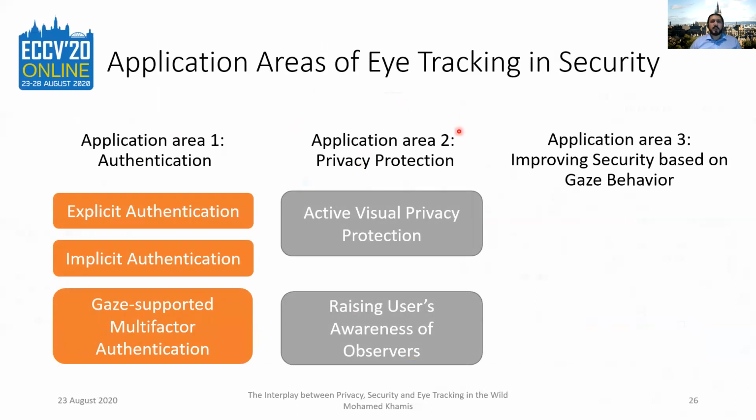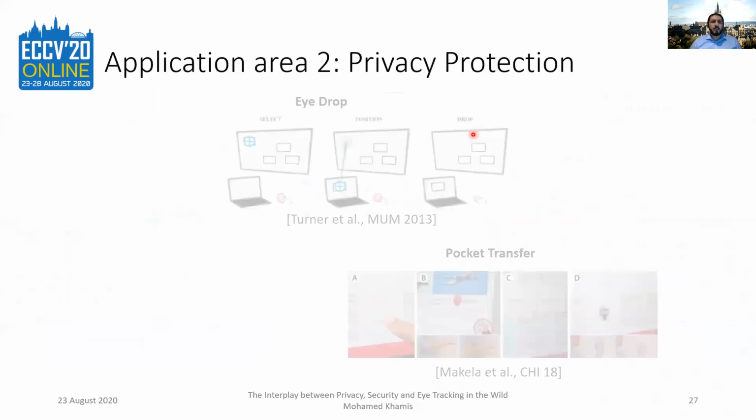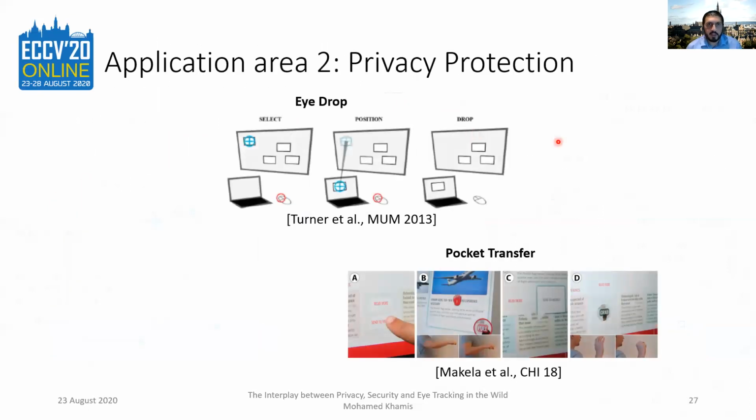So I've spoken so far about authentication. There's also privacy protection, which I'll talk about briefly. You can use eye gaze to protect privacy by building applications that are privacy aware. So for example, there are some applications about transferring content from public displays to personal devices. Let's say you have a display in a public area that displays some news, and you want to grab some of this news and display it on your mobile phone, or just store it on your mobile phone.